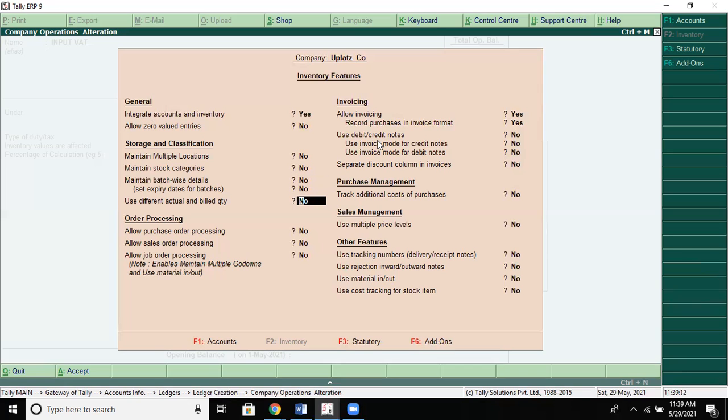Next, use different actual and billed quantity, no. Order processing, allow purchase order processing, sales order, job order. Presently, we make it no. Okay, purchase management, sales management features.